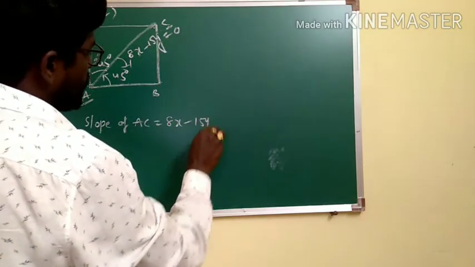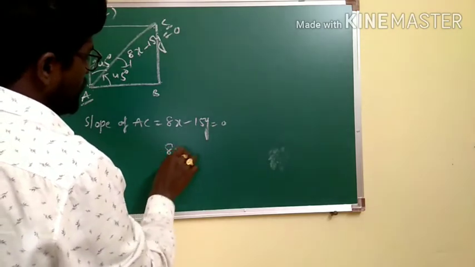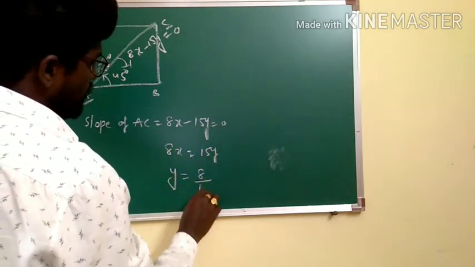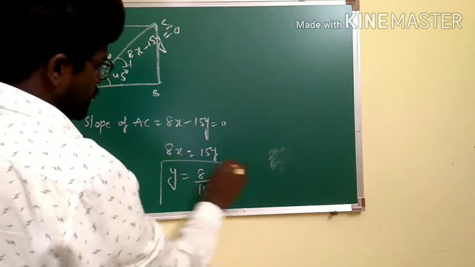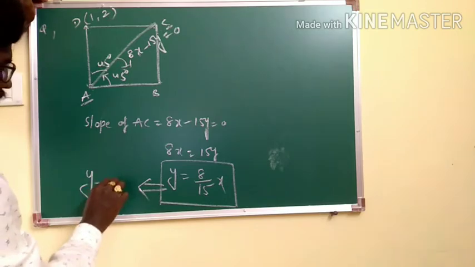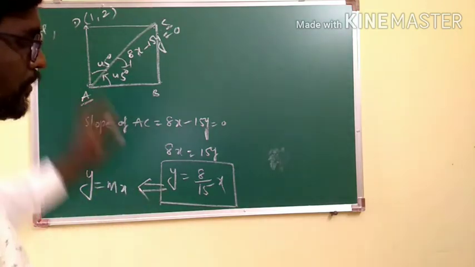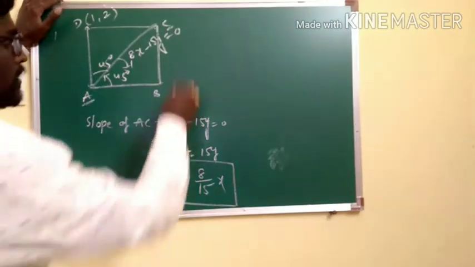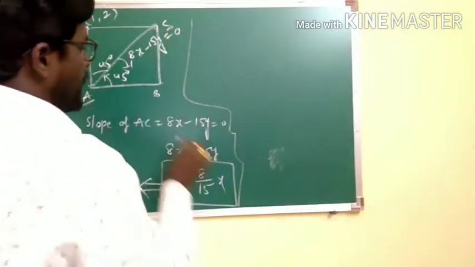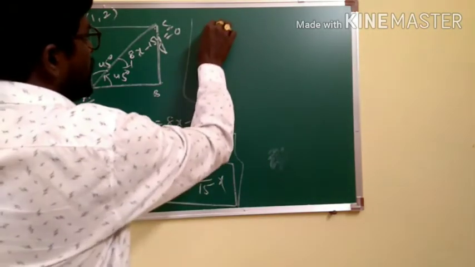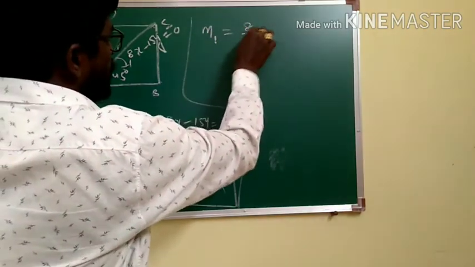Means 8x is equal to 15y, so y is equal to 8 by 15 x. It is in the y equals mx format. Hence the slope of the line 8x minus 15y equal to 0 is 8 by 15. M1 is equal to 8 by 15.